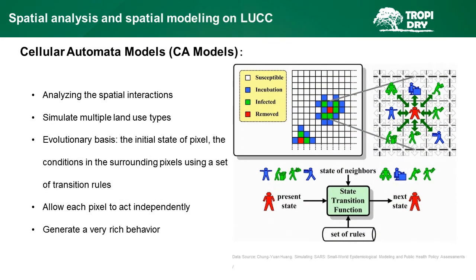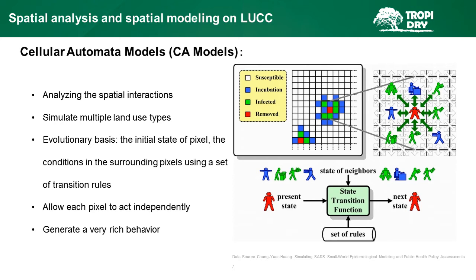Thirdly, I want to talk about the cellular automata model. It's widely used in analyzing spatial interactions. And there are also many applications implemented in land use models that can simulate multiple land use types. Cellular automata can calculate the state of a pixel based on its initial state and the conditions in the surrounding pixels, using a set of transition rules. Although the rules are very simple, they can generate very rich behavior.